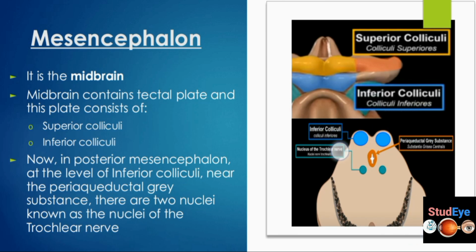So on the posterior side, in the midbrain, at the level of the inferior colliculi, near the periaqueductal gray matter, this orange structure is the periaqueductal gray matter. Near this structure are the nuclei of the trochlear nerve 4. So at the level of the inferior colliculi, you need to remember that the nuclei are present in the posterior part of the midbrain, right? So the two nuclei of the trochlear nerve are located in this posterior part of the midbrain.